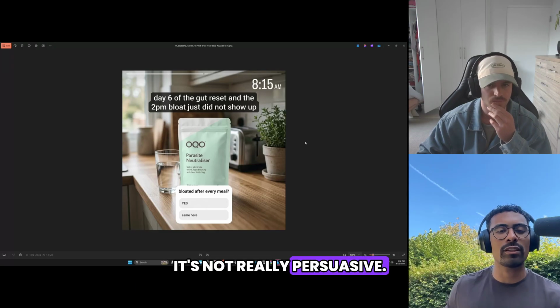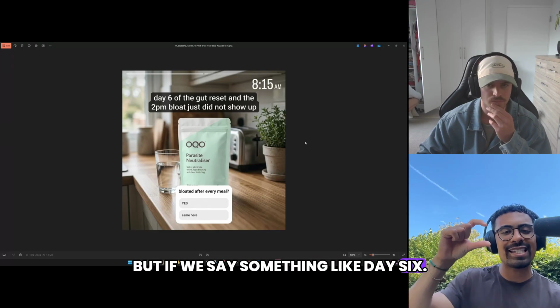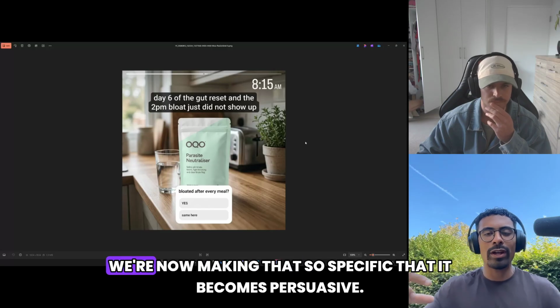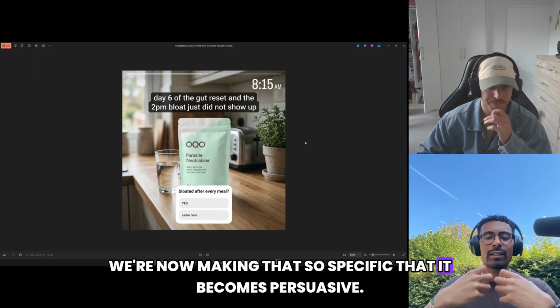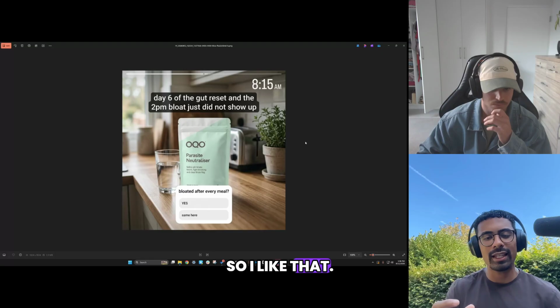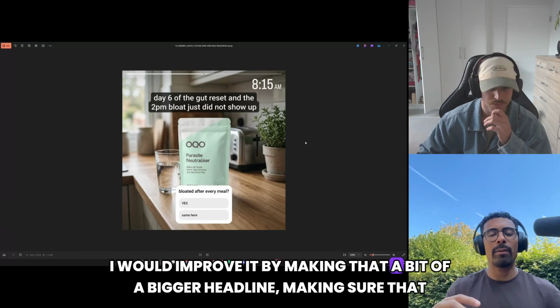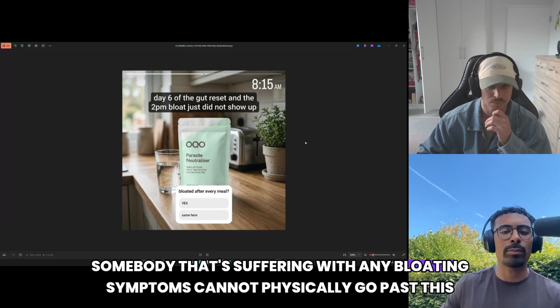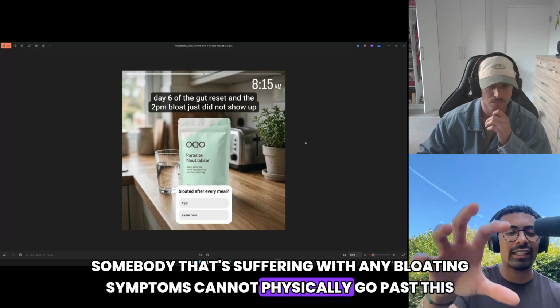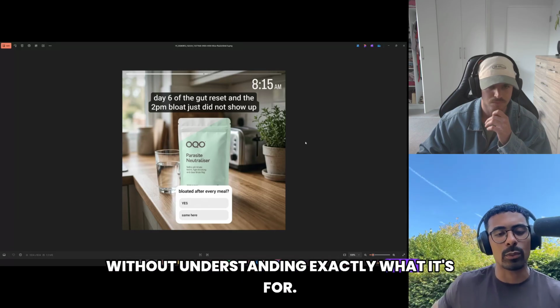It's not really persuasive. But if we say something like day 6, 2 p.m. bloat, we're now making that so specific that it becomes persuasive. So I like that. I would improve it by making that a bit of a bigger headline, making sure that somebody that's suffering with any bloating symptoms cannot physically go past this without understanding exactly what it's for.